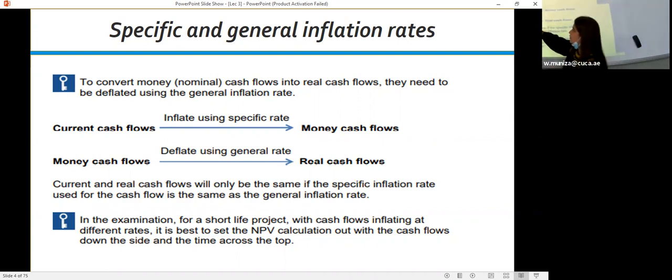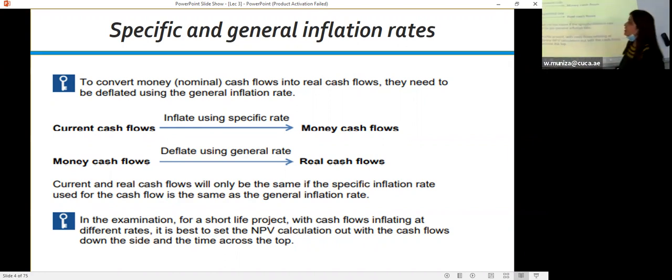They say current cash flows, in order to convert them into money cash flows, are inflated using the specific rate. And when money cash flows have to be converted to real cash flows, deflate using the general rate. However, do not confuse yourself, because in the exam your practice will be built to such an extent that you are not going to consider these things in your mind.